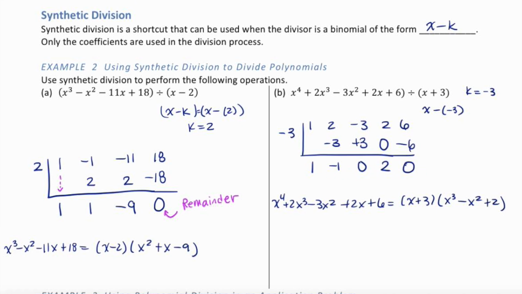These values are always 1 degree lower than the original polynomial, so we started with an x to the 4th, so this should be x cubed, x squared, x, and the constant term. So it's just x cubed minus x squared. There are no x's to the first power, so that's just left off, plus 2, our constant term. Now let's look at an application problem.